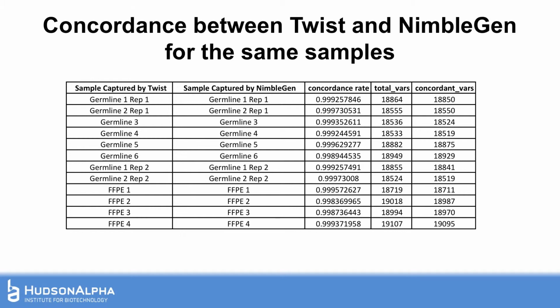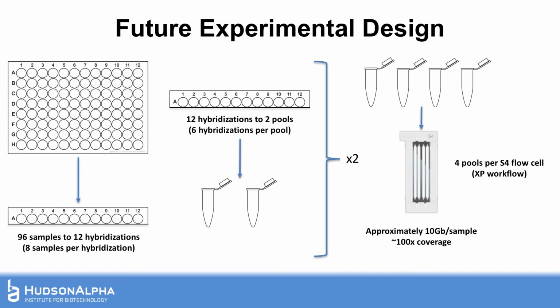So overall, the results were actually very encouraging. Again, FFPE samples showing also equal concordance among them, equal variant counts, indicating that they were performing extremely well in this pilot project. So the future experimental design, I think what this means overall is you could imagine something like this, that you have a 96-well plate shown here. Those 96 samples become 12 hybridizations in an 8-plex. Those 12 hybridizations then become 2 different pools of 6 hybridizations per pool. You do that 2 times with 192 samples and put that on an S4 flow cell, 4 pools per flow cell using an XP workflow. Or if there's enough indexes available, again, you could keep them uniquely indexed.